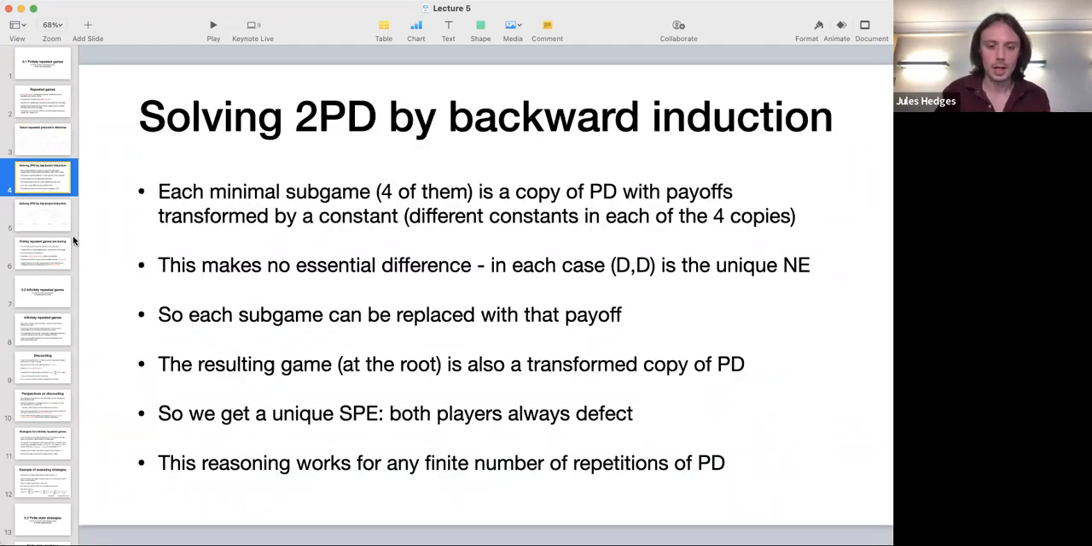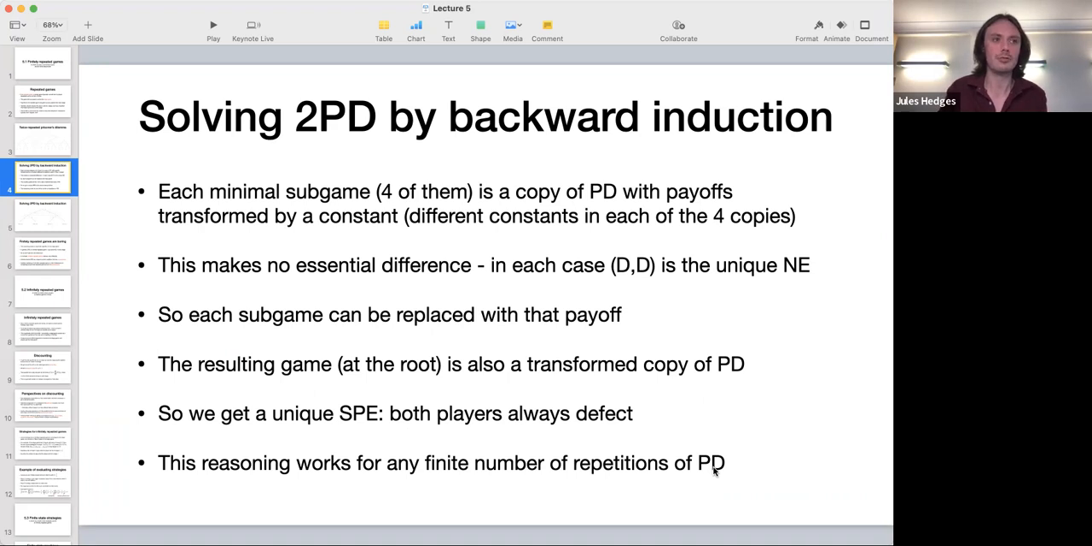Okay, and I hope you can see that this kind of reasoning would work for any finite number of repetitions of prisoner's dilemma. So in theory, even if we played prisoner's dilemma 1,000,000 times, we are still going to get a unique subgame perfect equilibrium, namely all players defect, which is a bit strange when you think about it, because of course, if they cooperated, they could get very significantly higher payoffs.